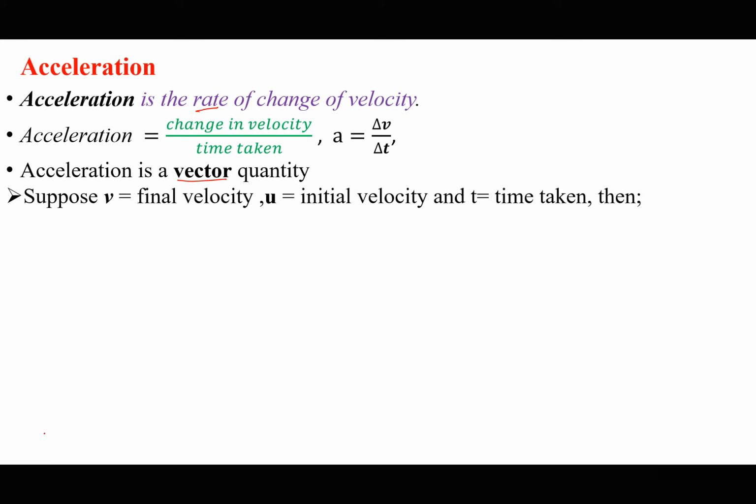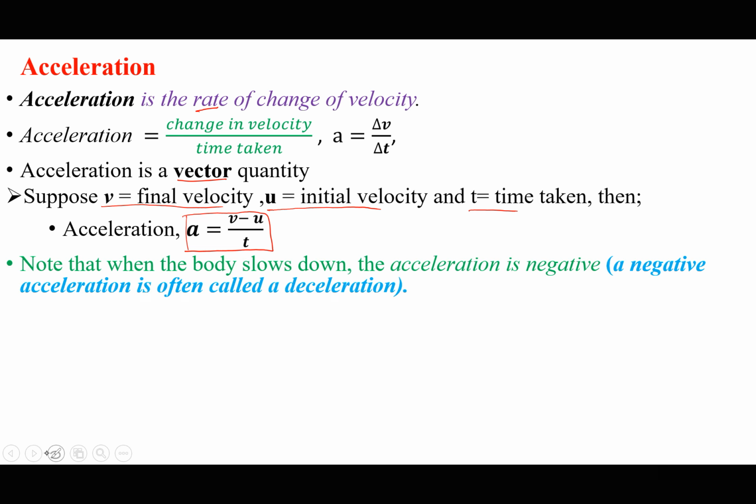Because acceleration is the rate of change of velocity, we shall need an initial velocity and the final velocity of a body, and then the time taken. So final velocity minus initial velocity divided by time. This would give us the acceleration of a body, and this is the same equation used in GCSE. Note that when a body slows down, the final velocity is smaller than the initial velocity, and this would give us a negative value for the acceleration. A negative acceleration is often called a retardation or a deceleration.